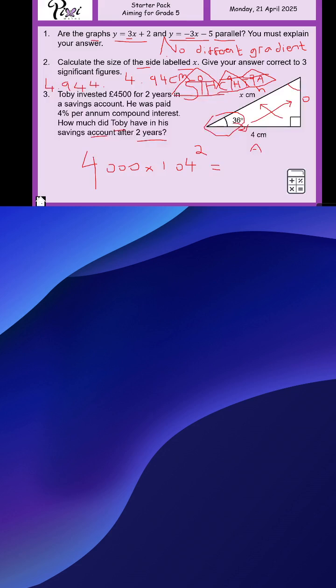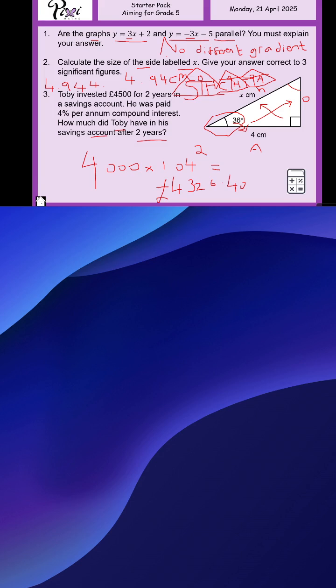Reggie's quick here with an answer. Let's just double check. So what we're going to have is 4,000 times by 1.04 squared. I did it on here and I got 4,326 pounds and 40 pence. So that's the answer to question number 3.